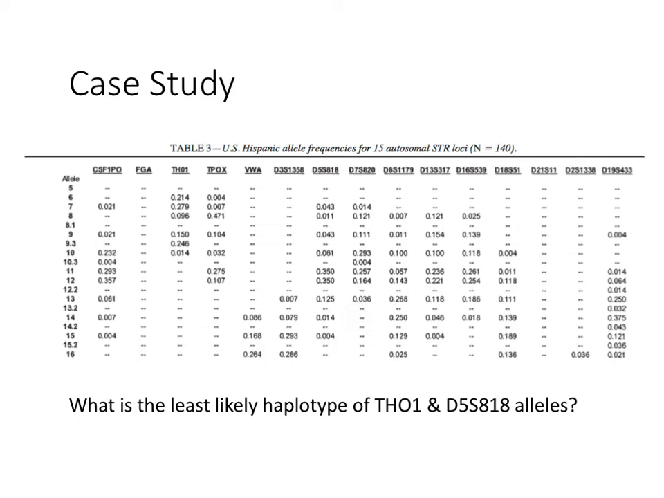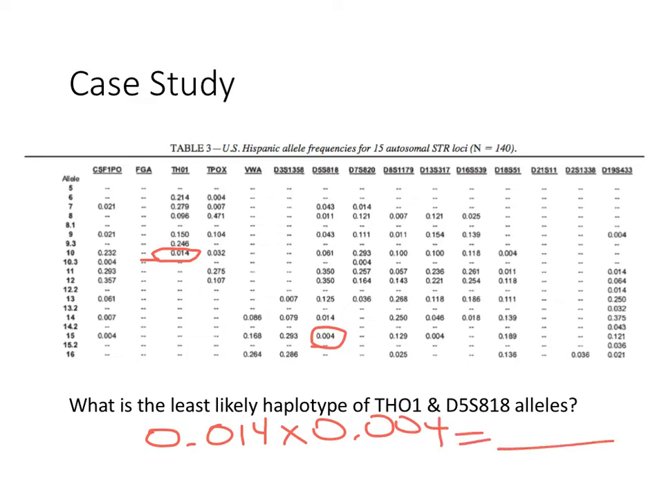What's the rarest haplotype of TH01? Whatever the smallest number is, which, yeah, looks like 10, 0.014. And what's the most rare D5S818? Allele 15, which is at 0.4% frequency. So if you multiply those two numbers together, which I didn't ask you to do, but if you did, that would give you the frequency of that combination of alleles. It's really rare.